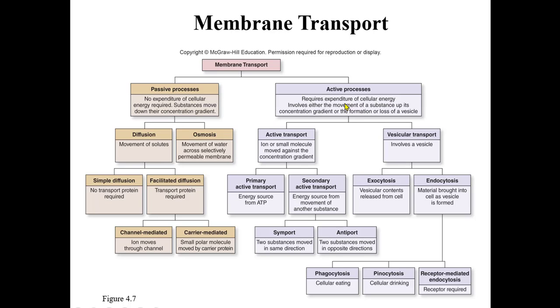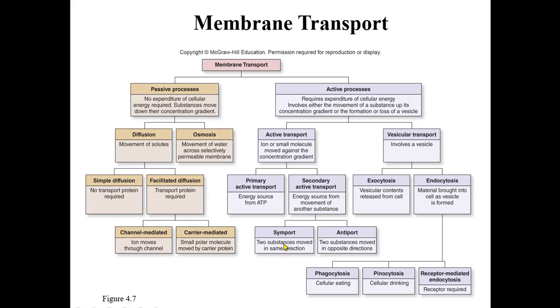Active does require ATP. So active requires ATP, but it goes from low to high, which the books call against the concentration gradient. Okay, so they go against the concentration gradient. That's from low to high. Here they call it up its concentration gradient. That's the same thing. So up the concentration gradient is going from low to high, against the concentration gradient. And it does require ATP. Then on this one here, the active transport over here, same thing. We have the usual kind, primary, secondary.